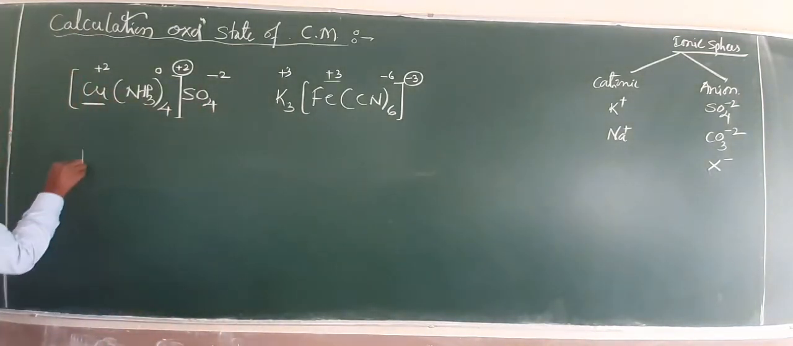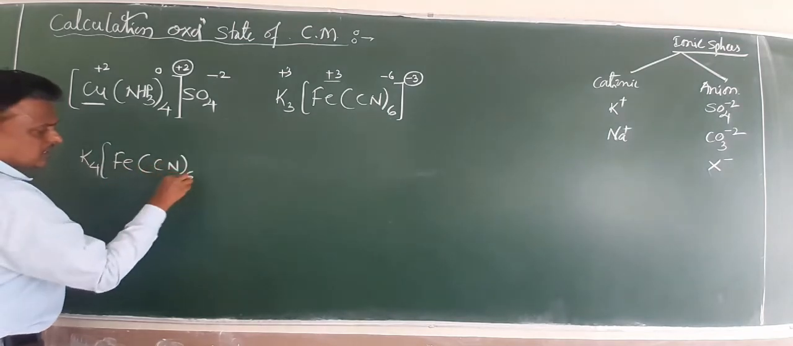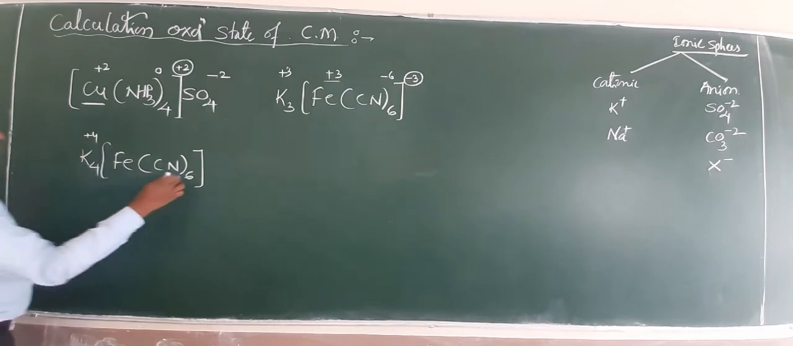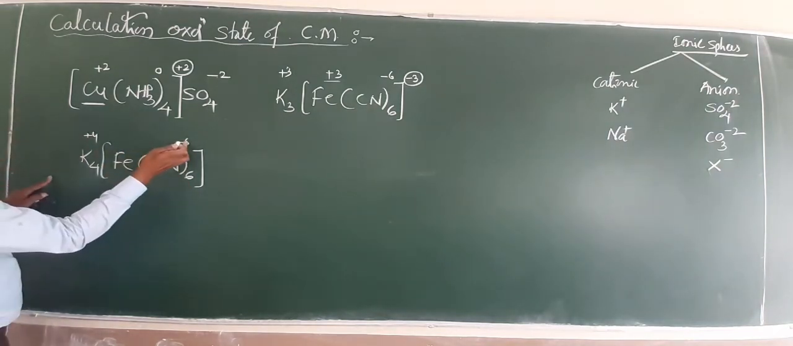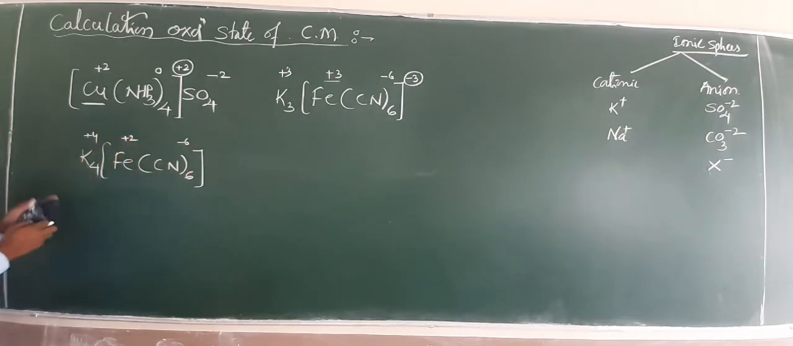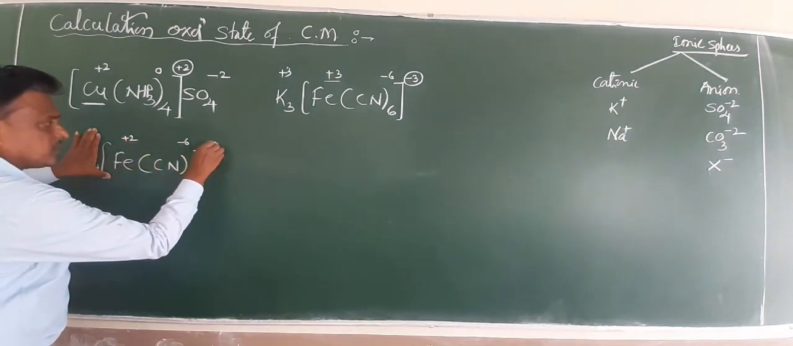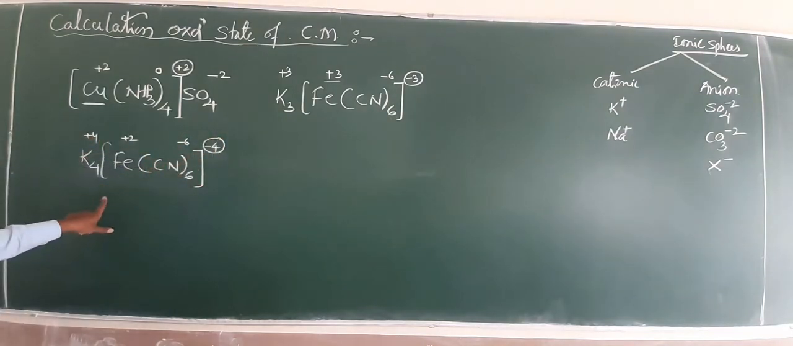If you consider another example, K4[Fe(CN)6]. Directly, potassium is plus 4, cyanide is minus 6, each carries minus 1. Yes, minus 6, that becomes 0, automatically iron becomes plus 2. Closing this ionic sphere, minus 6 plus 2, the net charge becomes minus 4. This is the charge of the complex.